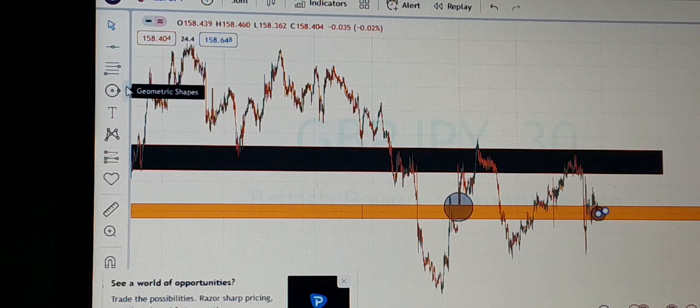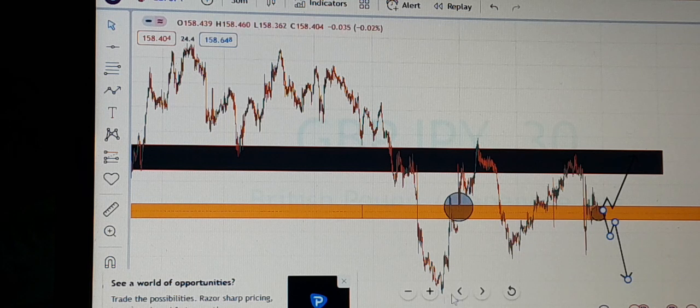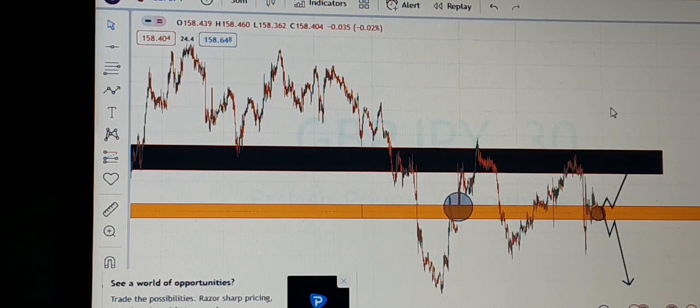Wait for price to break above this particular zone. Wait for price to break above, then do a retest, then go back to your zone, whereby your take profit will be here. Or if price breaks down, this is what you're going to look at. If price breaks down, you're going to look for a retest, then take price where? Down. Take price down to this particular level, which is TP1, then TP2. That is what we are actually going to see.